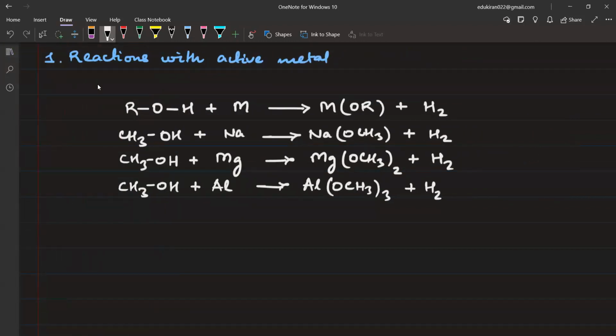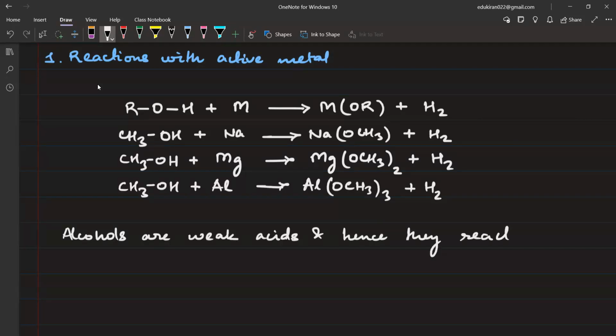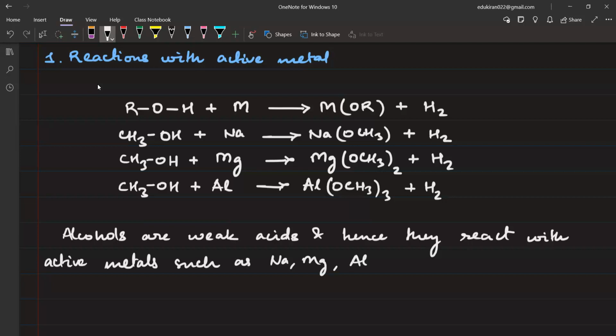So please write here: alcohols are weak acids and hence they react with active metals such as sodium, magnesium, aluminium, etc. to liberate hydrogen gas and form metal alkoxide.